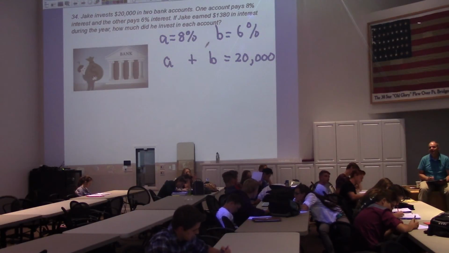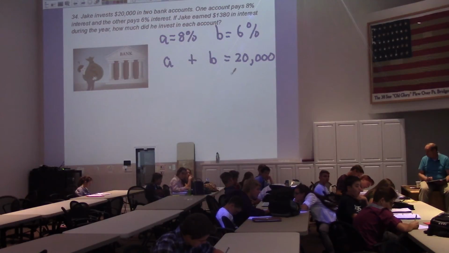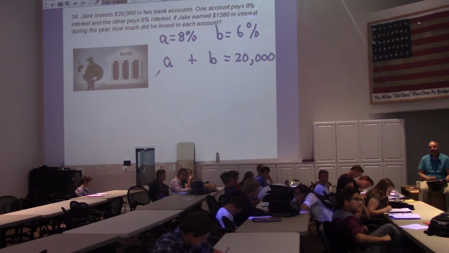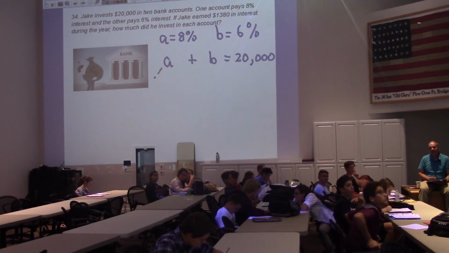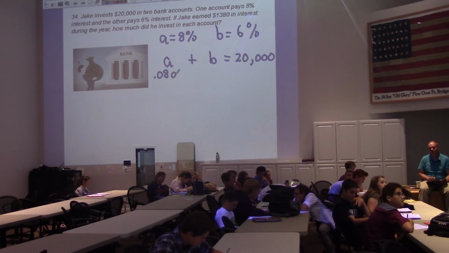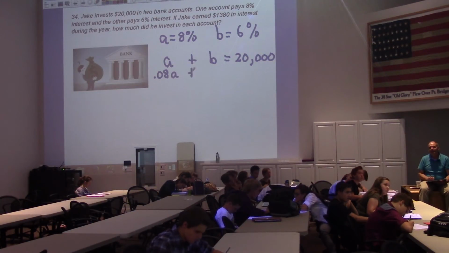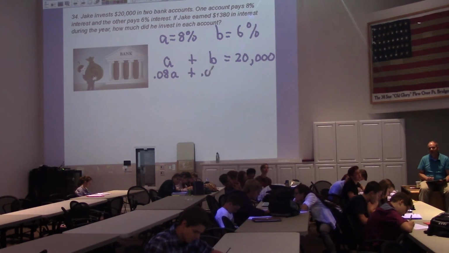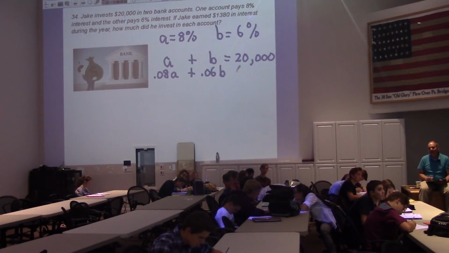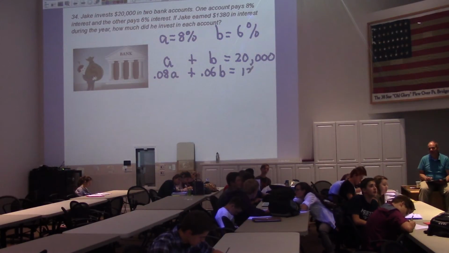Okay? The second equation is going to be your interest rates, what they're worth monetarily. So we have to go back to decimals. A is 0.08. Put 8% in decimal form. And then B is 0.06. So put B in decimal form. This has to equal how much Jake earned during the year, so 1380.